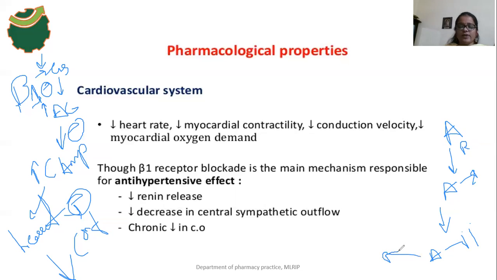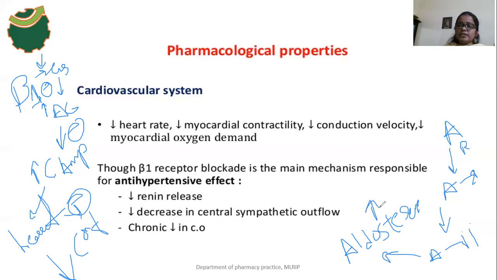Okay, and what is the function of angiotensin 2? Angiotensin 2 causes the vasoconstriction effect, means it increases the BP, and it stimulates the release of what? Aldosterone hormone. Okay, so what is the function of this aldosterone?